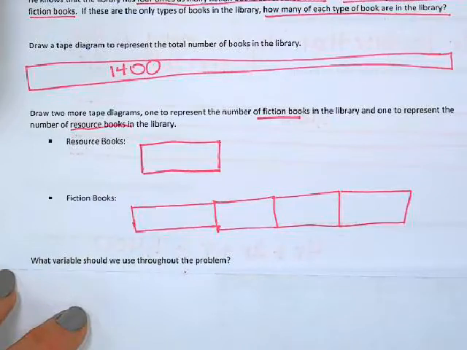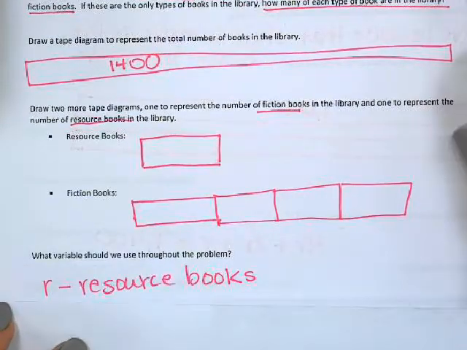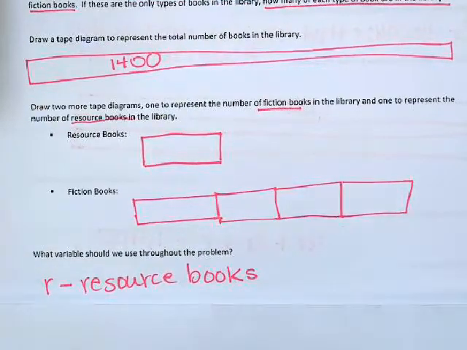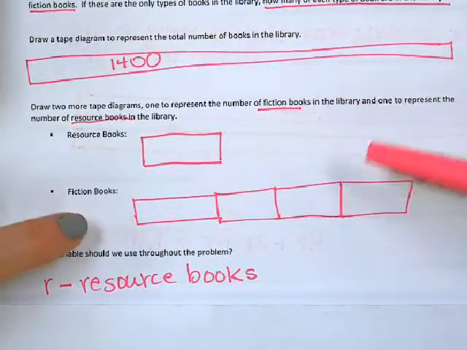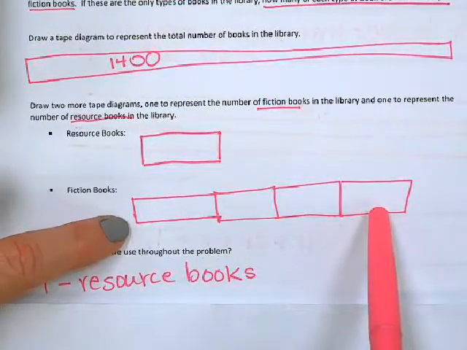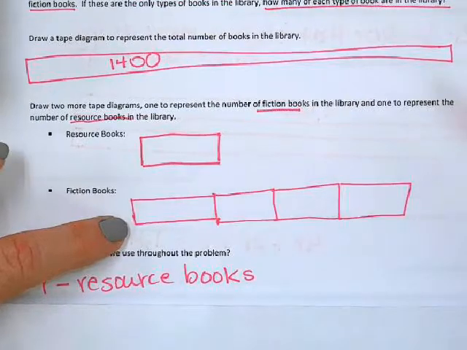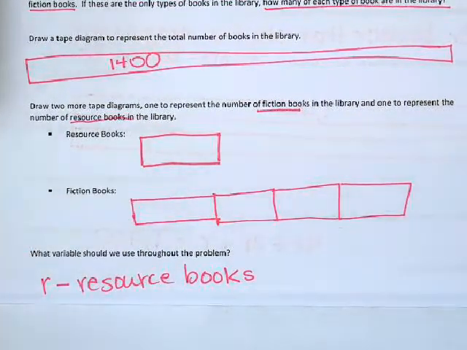So obviously we have an unknown. We're not sure how many of each books. So what variable can we use? Well, we're going to use an R to stand for resource books, okay? So that's going to be our variable throughout the problem. That just makes the most sense, because once we find our resource books, if we know how many of those, we know that we can multiply by 4 to find how many fiction books, and then, which we'll get to, we know we can also find out from our fiction books how many nonfiction books. So we can use our R for resource books as our variable.